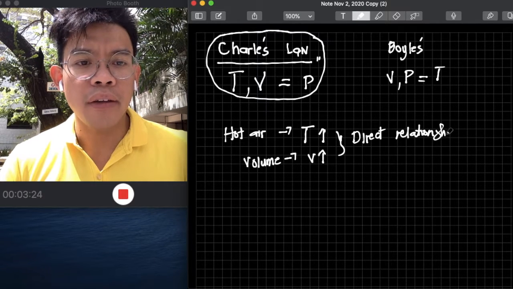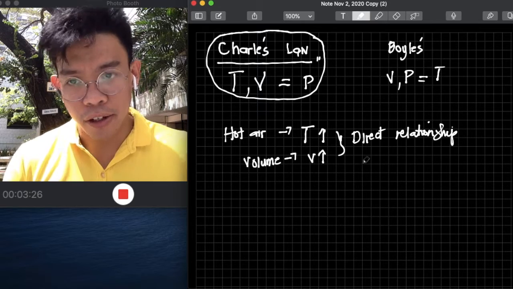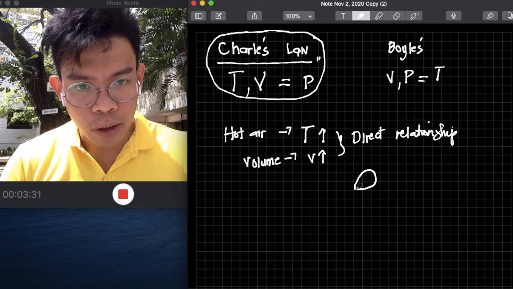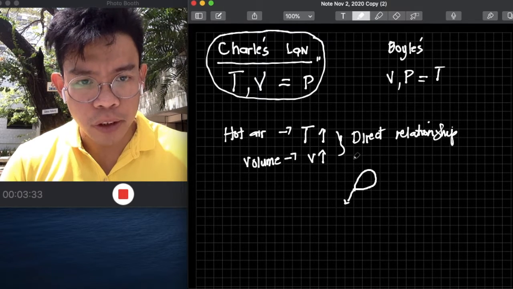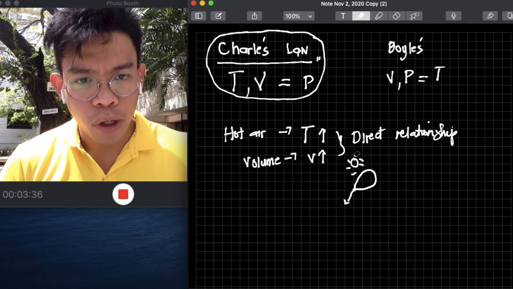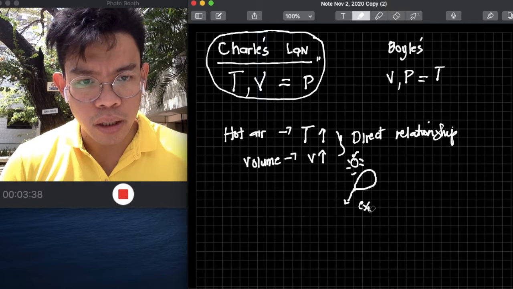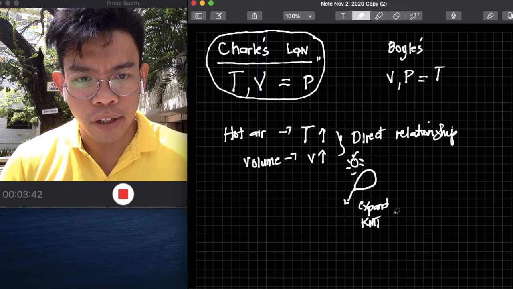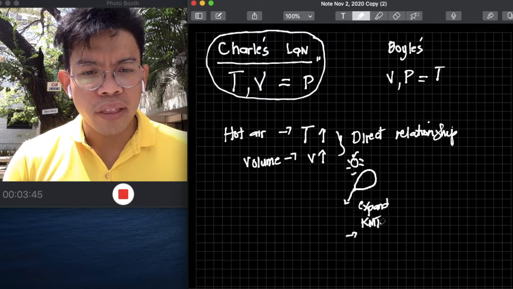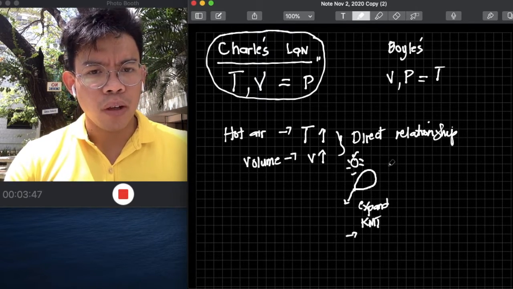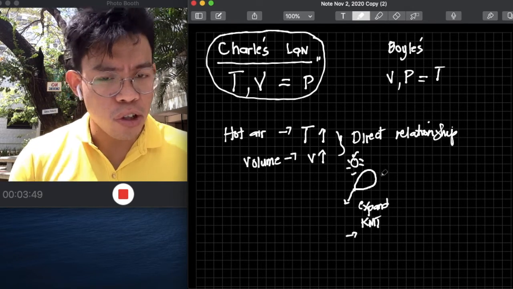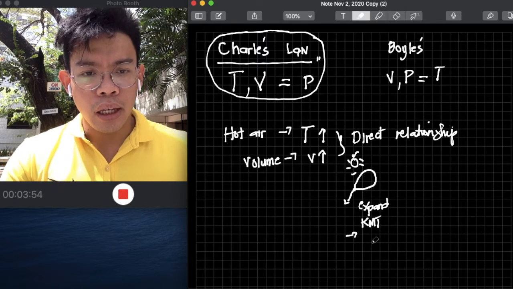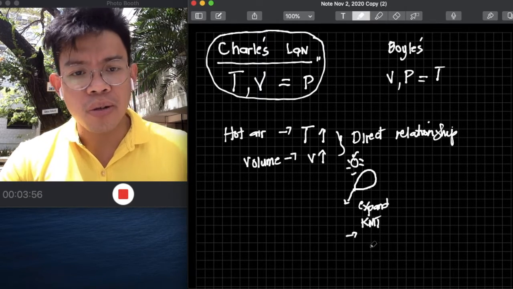Okay? This direct relationship leads to another example. If we have a balloon, and the balloon is put directly into sunlight, we all know that it will expand, right? Because according to kinetic molecular theory, when the temperature of a gas molecule is higher, its kinetic energy is also higher.